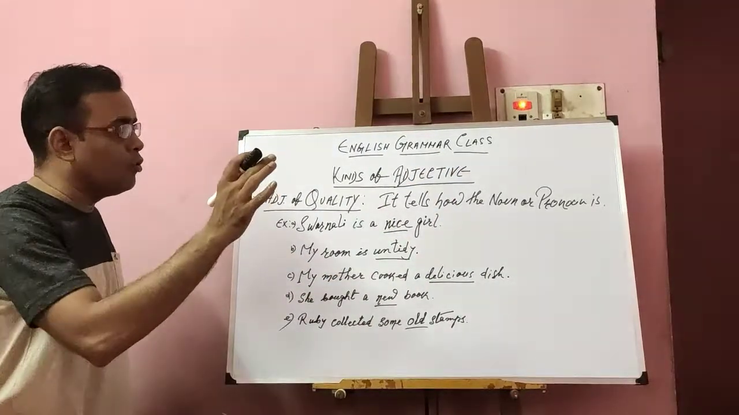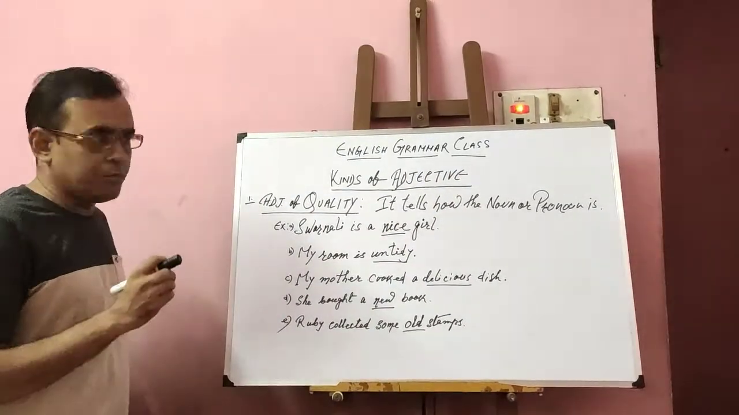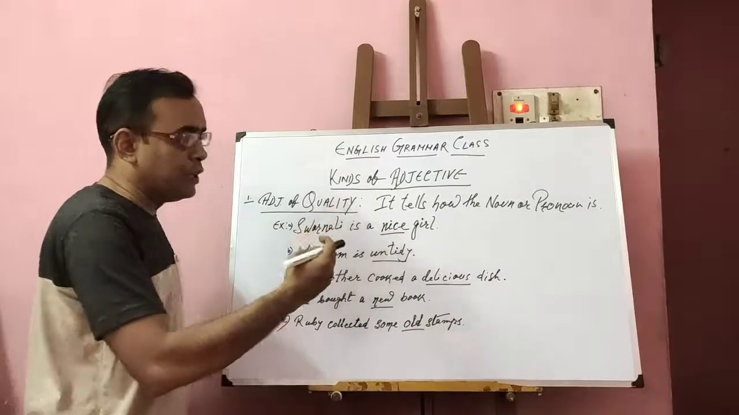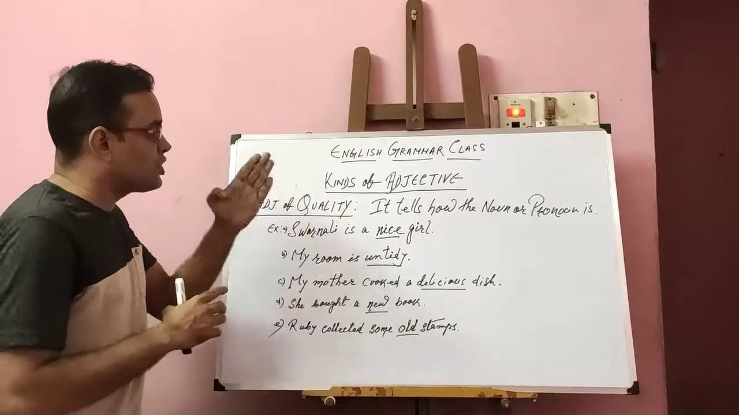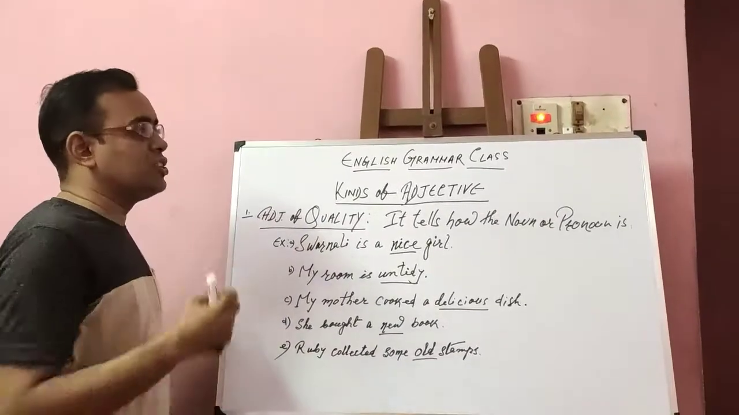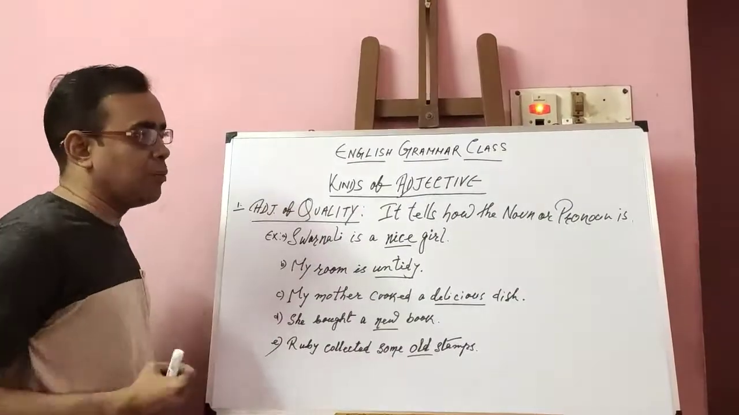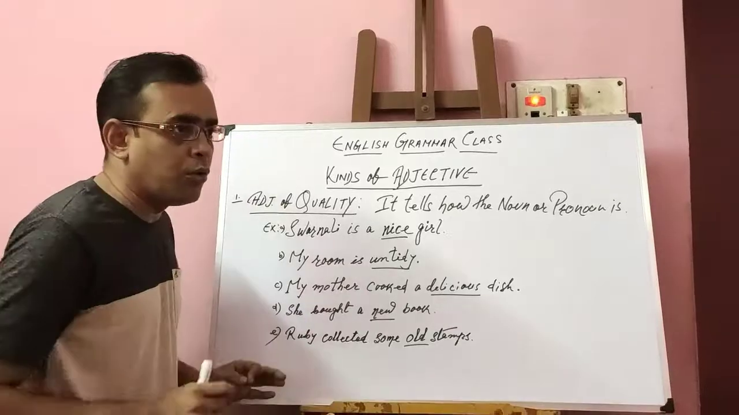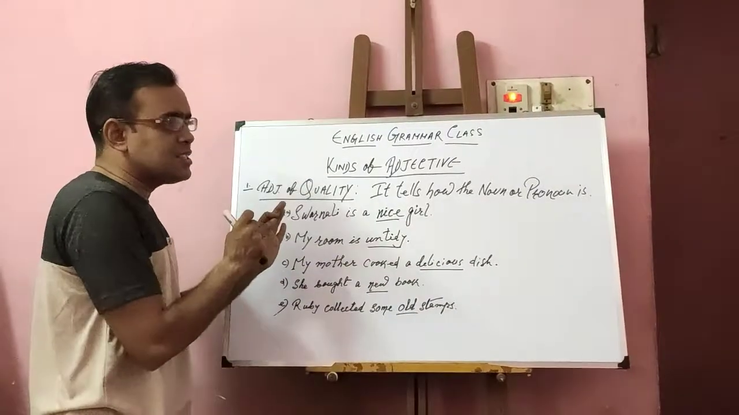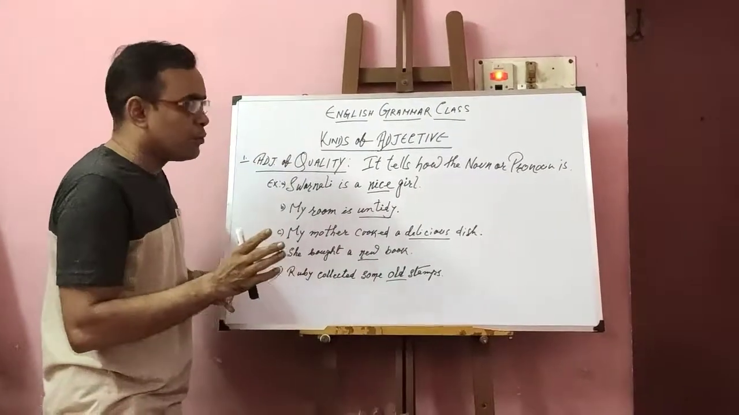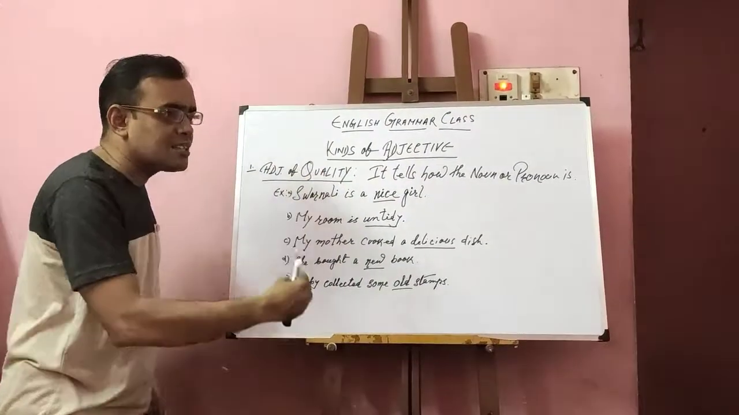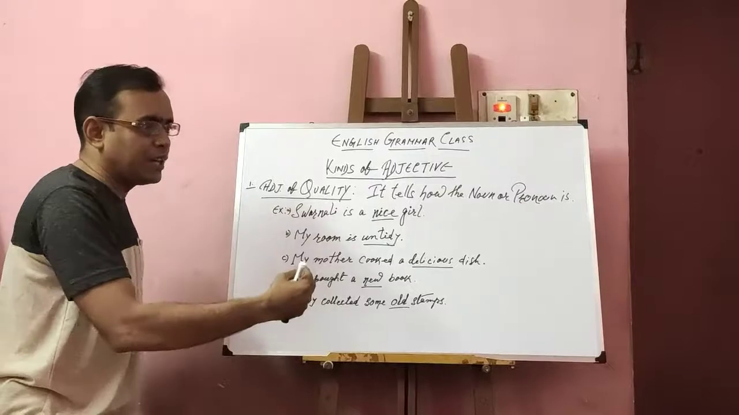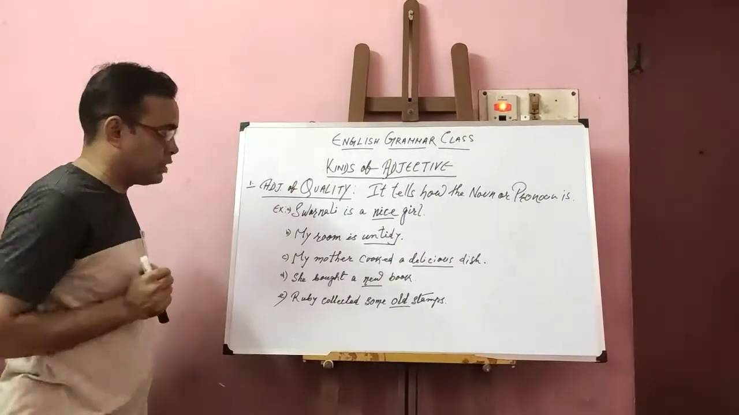So how the noun is. What are the answers we get? That is adjective of quality. To recognize or find out an adjective, we have to ask the noun, because it describes the noun. So we have to ask how the noun is. And whatever answer we get, that word must be adjective.